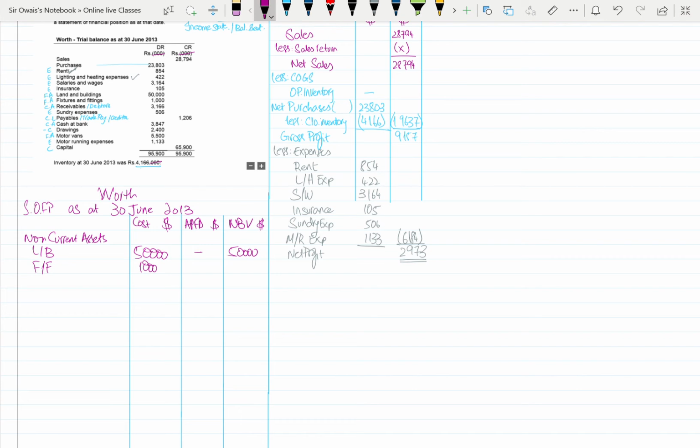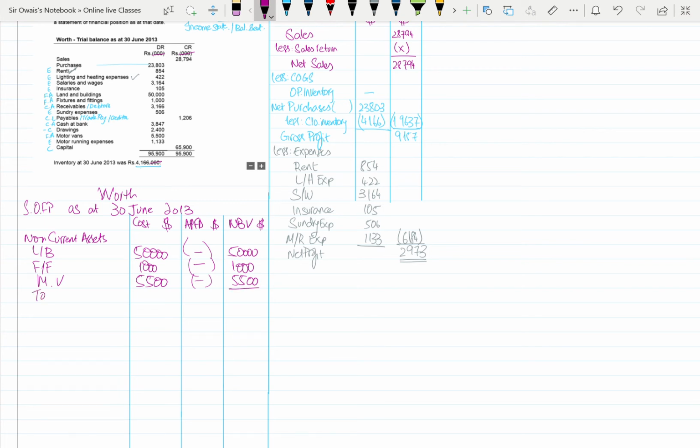There is no accumulated provision for depreciation in this question, so I would just ignore this and write the same amount in the net book value part. Then my other fixed asset is the motor van. The amount is 5,500. No accumulated provision for depreciation, so I would write a dash here, and my net book value would straight away come, right?